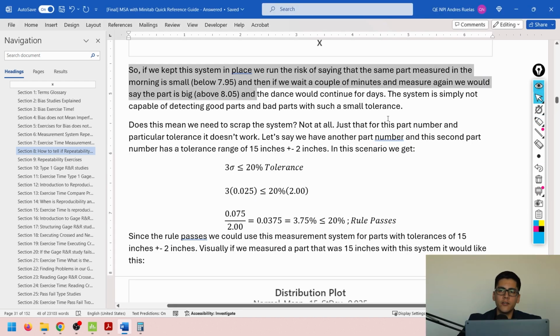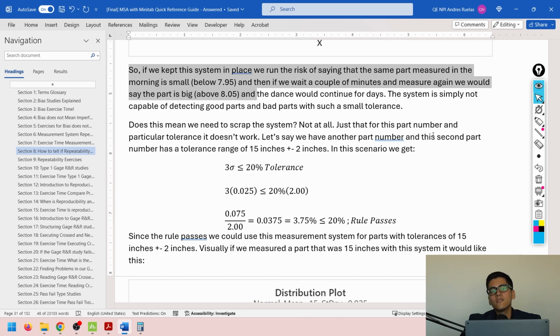So as we show here, if we keep this system in place, we run the risk of saying that the same part measured in the morning is small. We might say it's below 7.95. And then if we wait a couple of minutes and measure it again, we would say the part is big, above 8.05. And this dance would continue for days and days and days. The system is simply not capable of detecting good parts and bad parts with such a small tolerance.